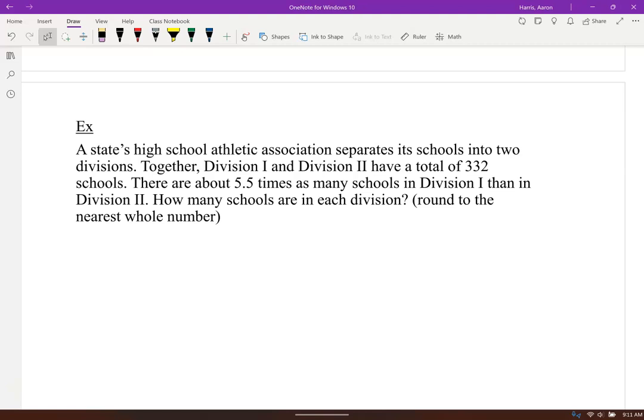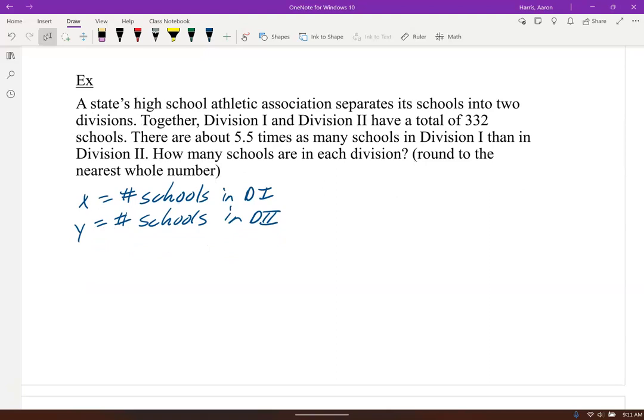So here's a first example. States High School Athletic Association separates its schools into two divisions, Division 1 and Division 2. They have a total of 332 schools. And then it says there are about 5.5 times as many schools in D1 than D2. How many schools are in each division? So those are our variables. Let's let X be the number of schools in Division 1. Y will be the number of schools in Division 2.